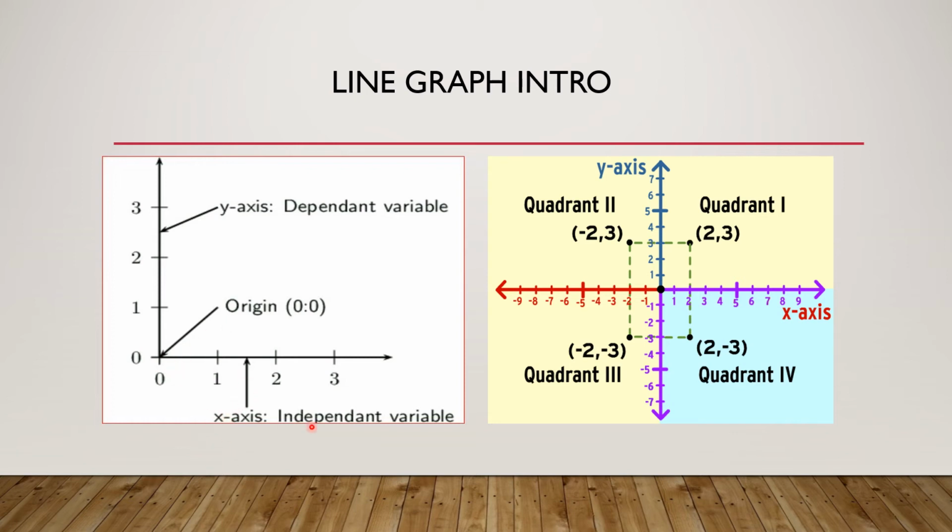X is known as an independent variable and y is known as a dependent variable. I am saying that y is a dependent variable because the value of y depends on x, but x is an independent variable because the value of x doesn't depend on the value of y. I'm going to discuss it in detail on my upcoming slides.